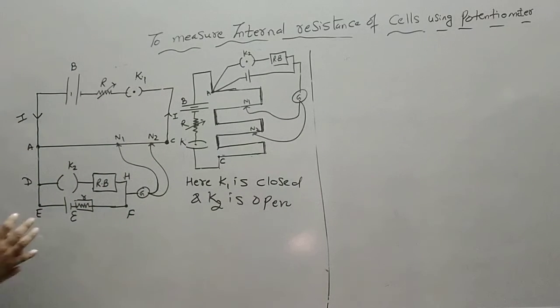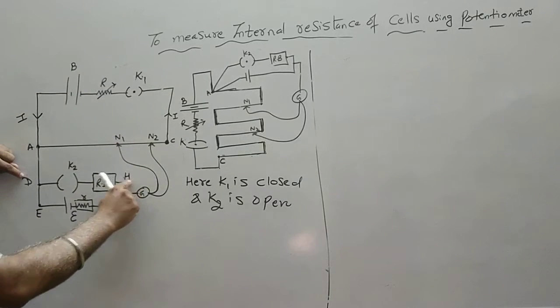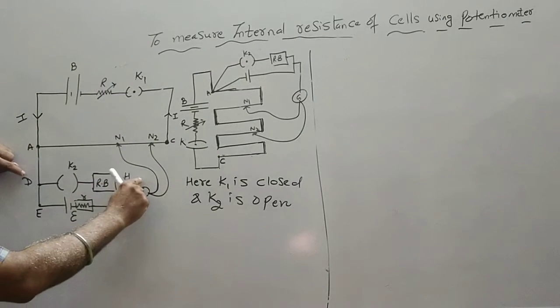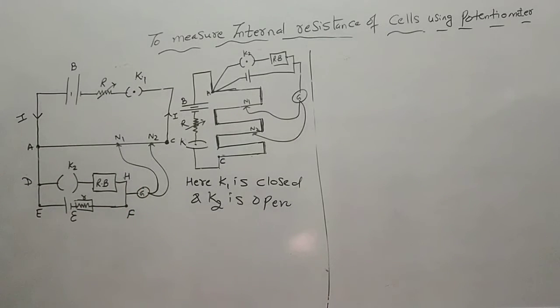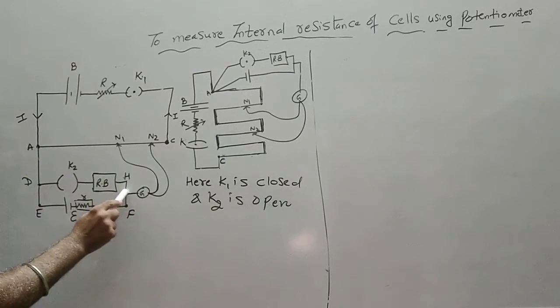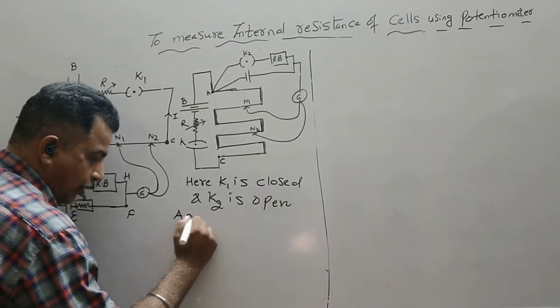Now when no current is flowing through this circuit, AN1 is parallel to DH. DH is of no use. This DH is parallel to EF. So in this situation, using Kirchhoff's second law to the loop A, N1, G, F, E, D, A, I will find out. So let me apply Kirchhoff's second law.